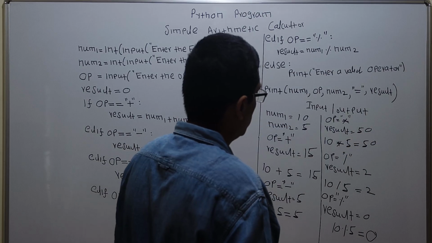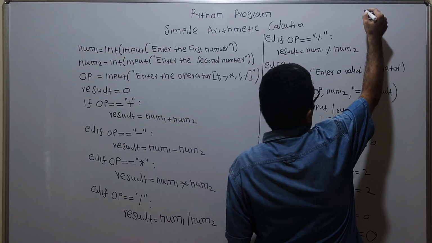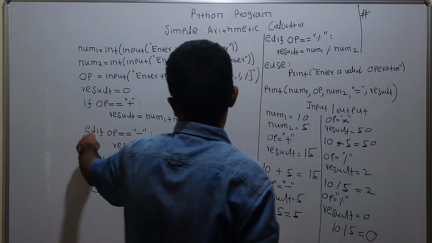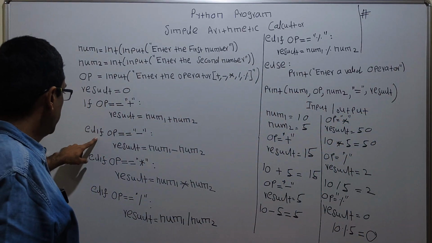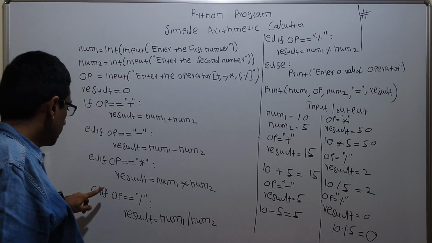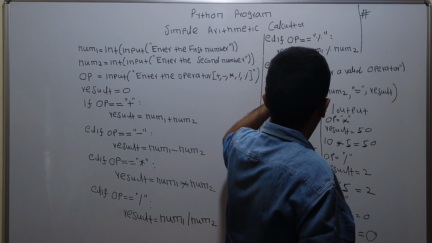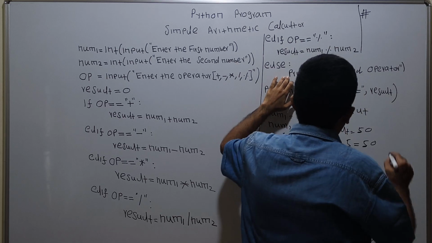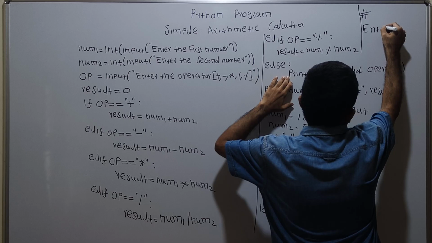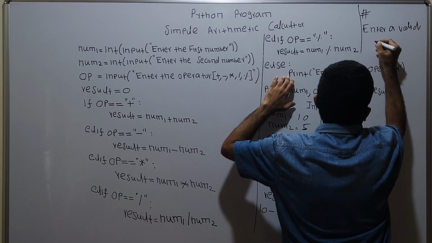So I'm giving some other operator, like hash. It will check here, this won't match, false. Elif, this won't match, false. Then it comes to the next elif, this is also false, this also false, this also false, and this also false. Then it will come to the else and print enter a valid operator. Output is enter a valid operator.